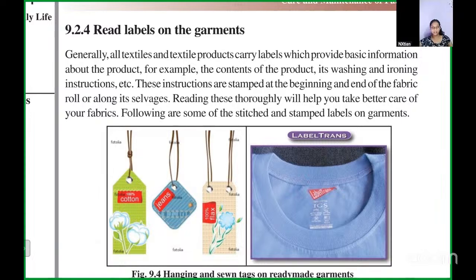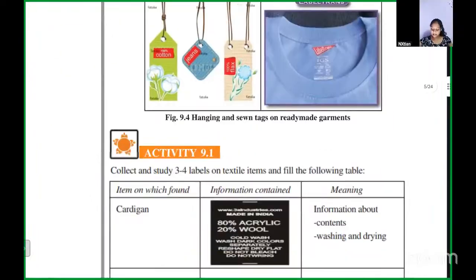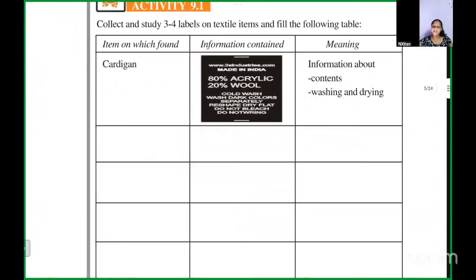Some might tear also. The fiber strands may come out of some clothes. So that happens when we wash cloth that is for dry cleaning by machine or by hand. Some prints may also be affected in machine wash and hand wash. Then collect and study 3-4 labels on textile items and fill the following table.